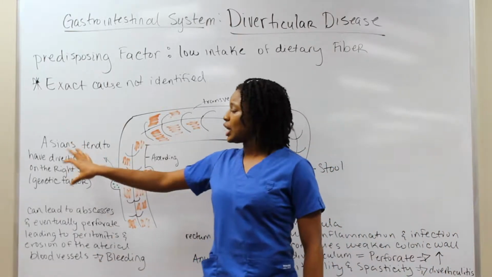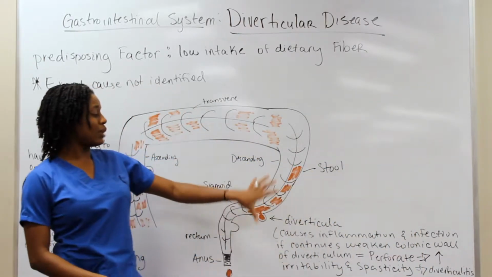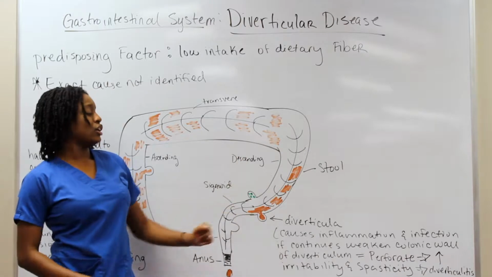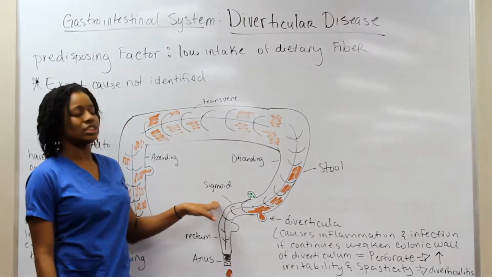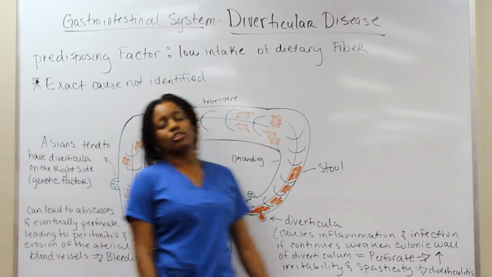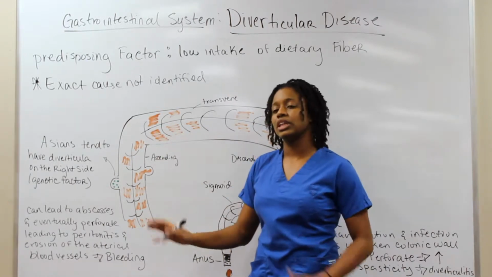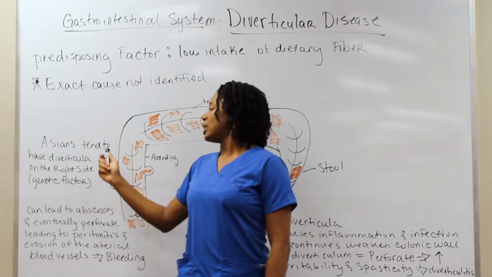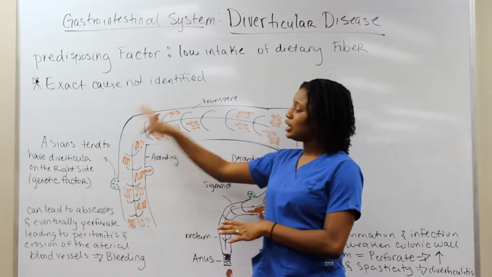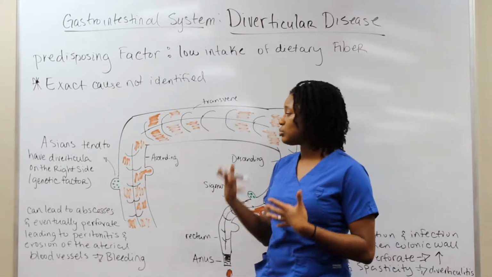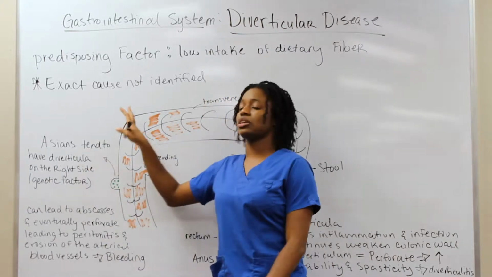So diverticulosis, the actual disease itself, occurs mainly on the left side, okay? Most commonly, it is going to be found on the left side in the region of the sigmoid area, all right? Now, for people who are of Asian descent, they tend to have it more on the right side. So again, it's probably a genetic factor, but I just want to let you guys know it can happen anywhere along the colon. I'm just letting you know the main common area is the left side. In Asian descent, it's going to be more on the right side.